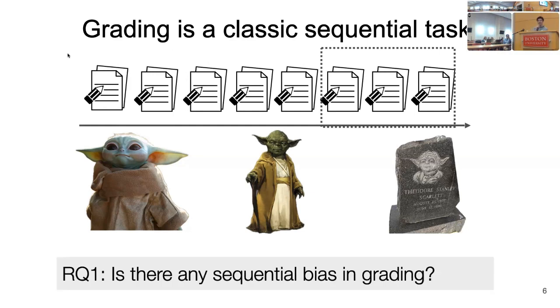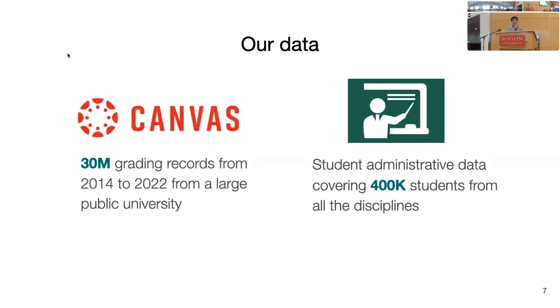So grading is a sequential task, and we know that sequential tasks have all kinds of sequential patterns. So in the specific setting of grading, is there any sequential bias? That's our first research question. How are we going to answer that? We're using a unique data set combining Canvas grading records from a large public university, as well as student administrative data covering 400,000 students from all disciplines.